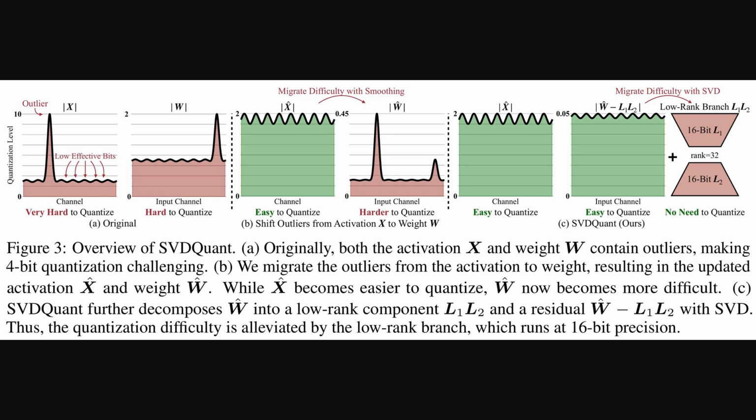Then comes the core SVDQuant step in (c). It takes that difficult weight matrix and uses SVD to split off a low-rank part. This part captures those big outlier values and runs at 16-bit precision. What's left behind is much smoother, and that gets quantized to 4 bits easily. So it tackles the difficulty in both parts.